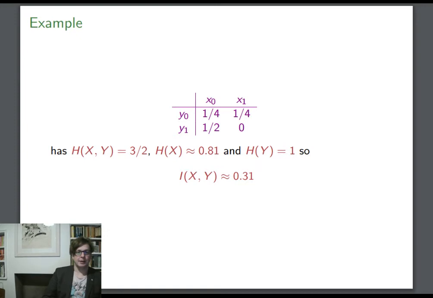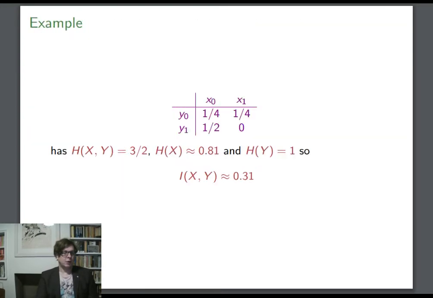First of all, let's do a quick example. This is returning back to the example we had before, with the simple joint distribution. Last day I worked out these entropies. We saw that the joint entropy was 3 over 2. The entropy of x was 0.81-ish, because it was the log of something. And the entropy of y was equal to 1, which you can easily see, because if you marginalize y, y0 has a chance of half and y1 has a chance of half. So it's maximum entropy for a two-element set. And so if you add h of x and h of y and take away h of x comma y, you get 0.31.